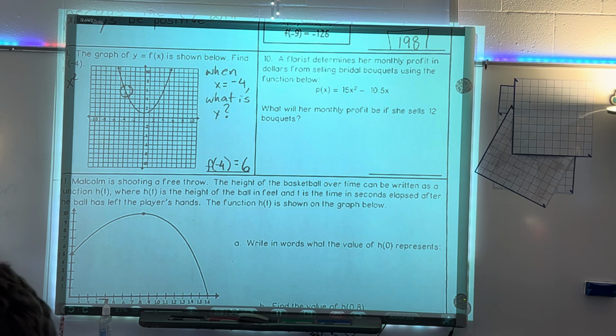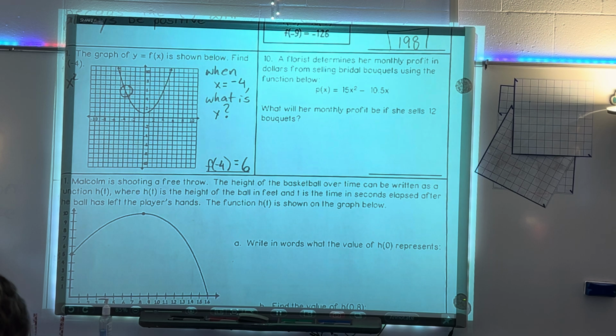All right, number 10 says, Zoe, will you read that so I can do my notes? A florist determines her monthly profit in dollars from selling bridal bouquets using the function below. Okay, so I've got 15x squared minus 10.5x. All right, what will her monthly profit be if she sells 12 bouquets?